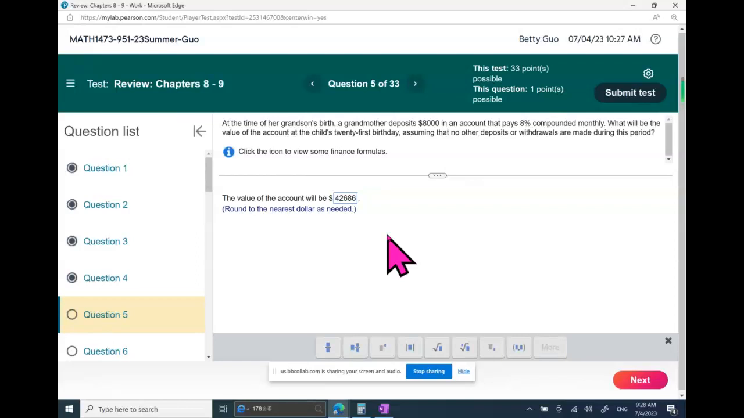And also allow me just a little bit of time. Let me quickly double check by using the formula. 8,000 multiplied by 1 plus 8%, 0.08 divided by 12, close the monthly interest rate, close the compounding factor, and then raised to the power of 12 times 21 years. 42,686. Yeah, we got the same result. Very good. I'm sure this is correct. Round to the nearest dollar as needed.